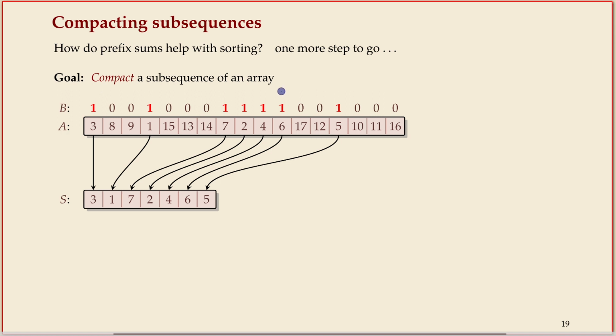So the problem here is called compacting an array. And it has two inputs. It has one array of objects, and it has a bit vector that tells you which of the elements you want to keep, all the ones with a 1. And you're supposed to create an output that consists of just the elements that have a 1 on top, but compacted in an array at consecutive positions.